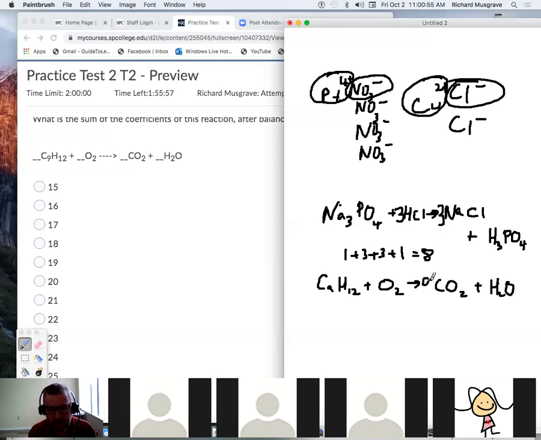So I do this, I put a 9 in front of the CO2. I put a 6 in front of the H2O. 9 times 2 is 18, plus 6 is 24, which means I put a 12 in front of the O2 to balance. That would be 1 plus 12 plus 9 plus 6 would be my answer there. So 13 plus 15 is 28 would be the sum of coefficients for that. Does anybody have any questions?